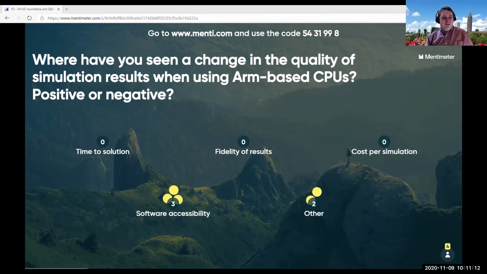So just to start, and just to point out that these are comments that some of our attendees or panelists have put in their thoughts here already. But where have you seen a change in the quality of simulation results when you're using some of the latest ARM-based CPUs? So that could be either ARMv8 in a TX2 type system, or with A64FX.